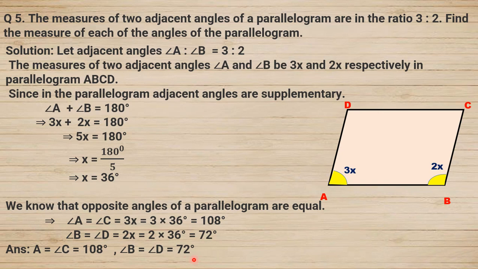So the angle will be multiplied by the given ratio for the given angle. And by the properties of a parallelogram related to the angles, we find that adjacent angles are supplementary and opposite angles of a parallelogram are equal. So we get the value of all four angles in this parallelogram.